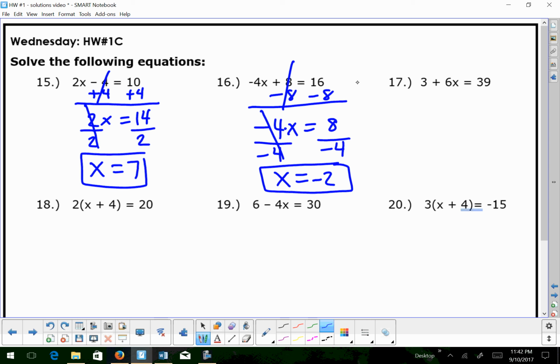Number 17 is the same exact type of problem as 15 and 16, but the constant and the coefficient terms are in a different order. The positive sign here belongs to the 6. So the sign that belongs to 3 is an invisible positive just to the left. So to clear my constant, I do the opposite of 3. And then to clear my coefficient, I'm going to use division.